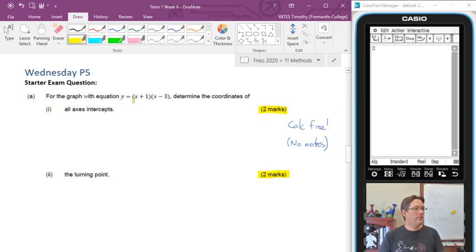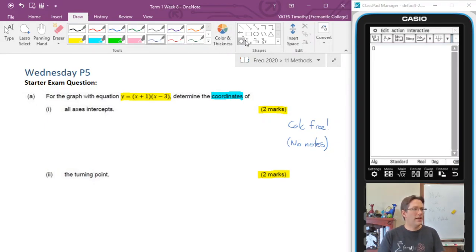Now, for the graph with equation y equals (x plus 1)(x minus 3), we want to find the coordinates, and that's an important term as well. I'm going to highlight that too. The coordinates of all axes intercepts. So what does that mean?